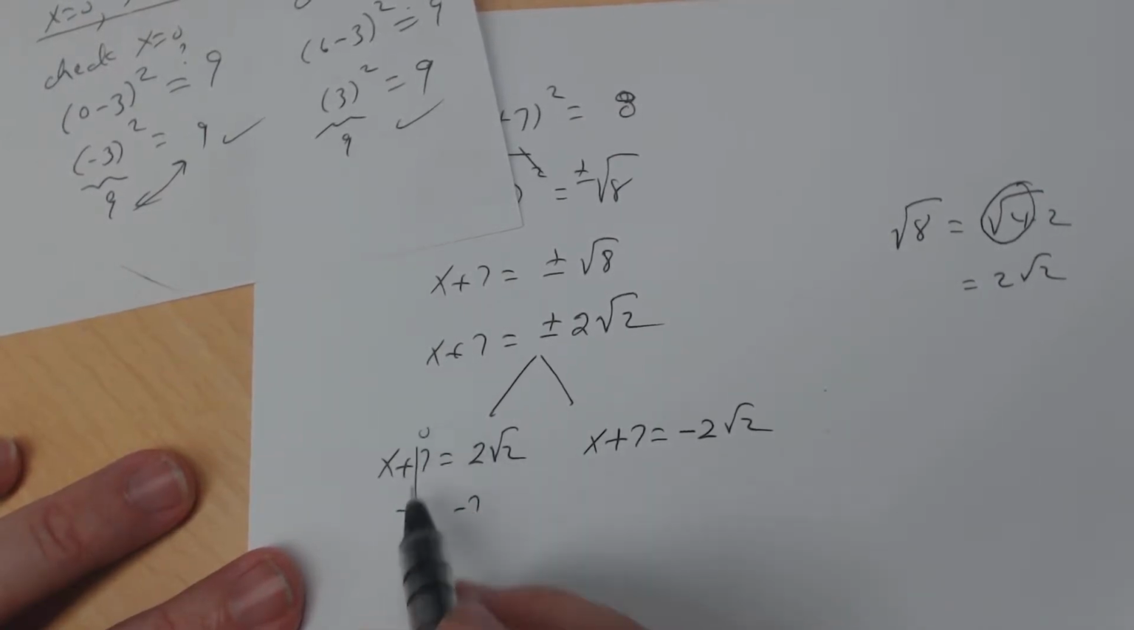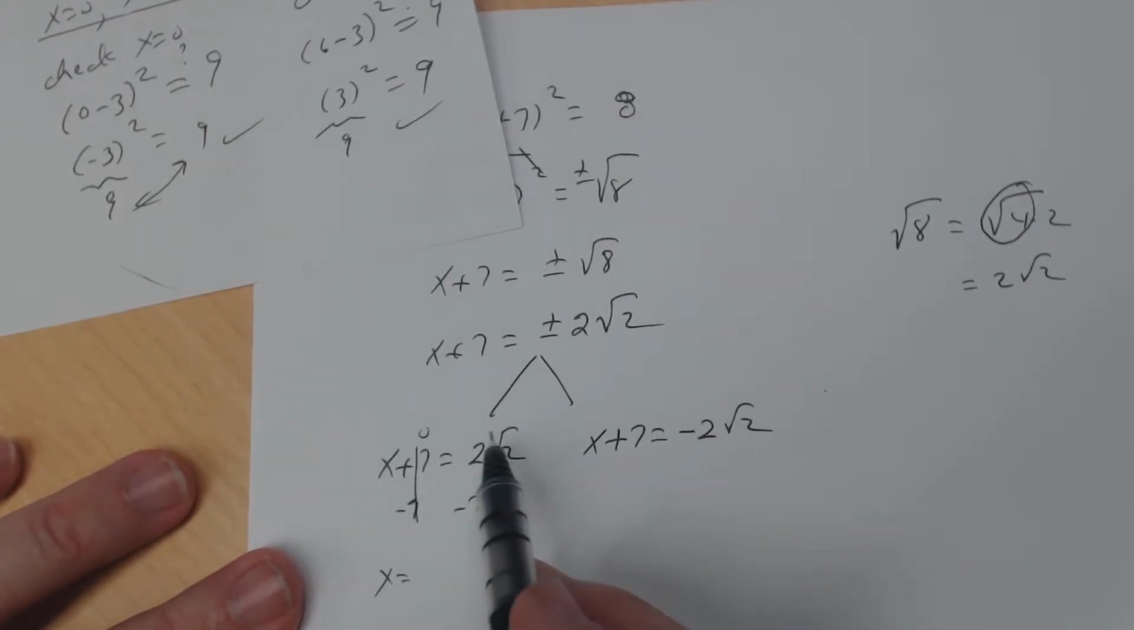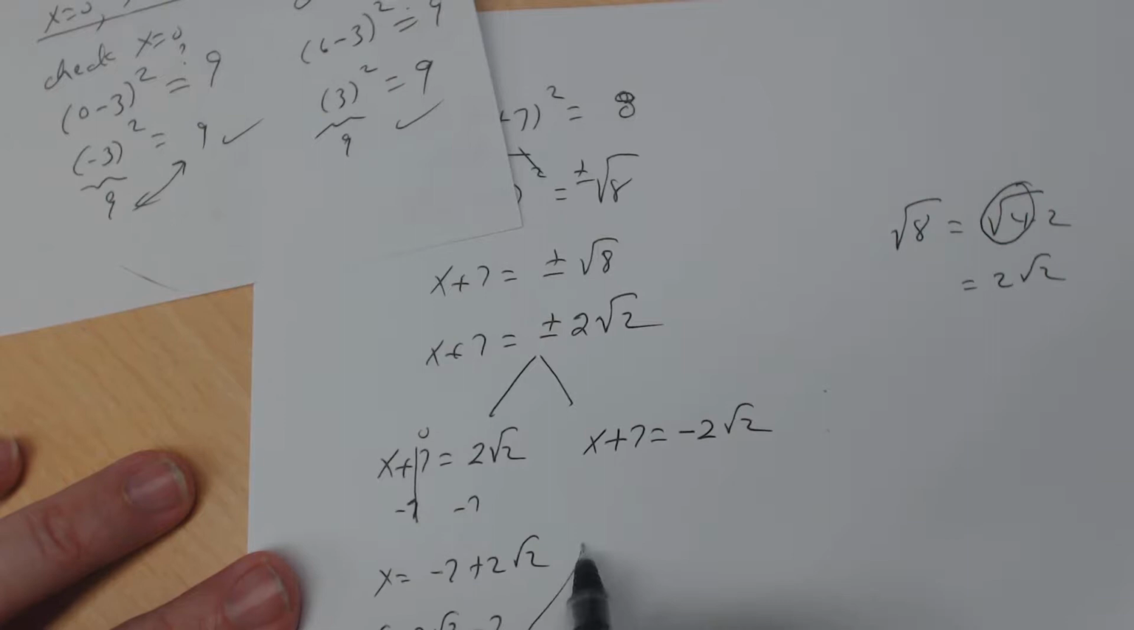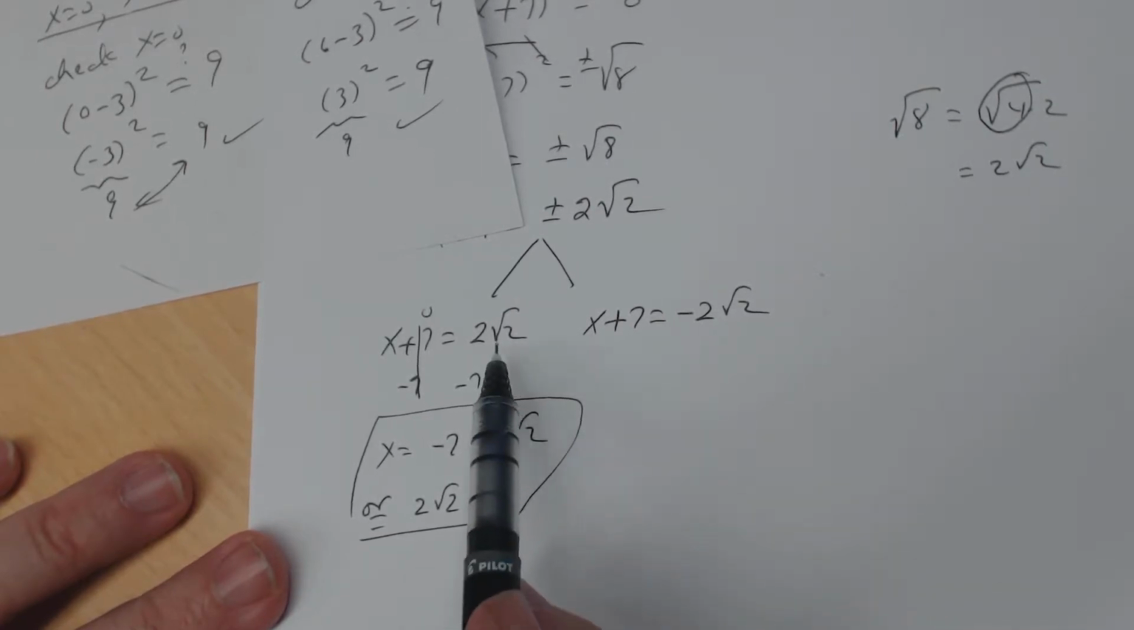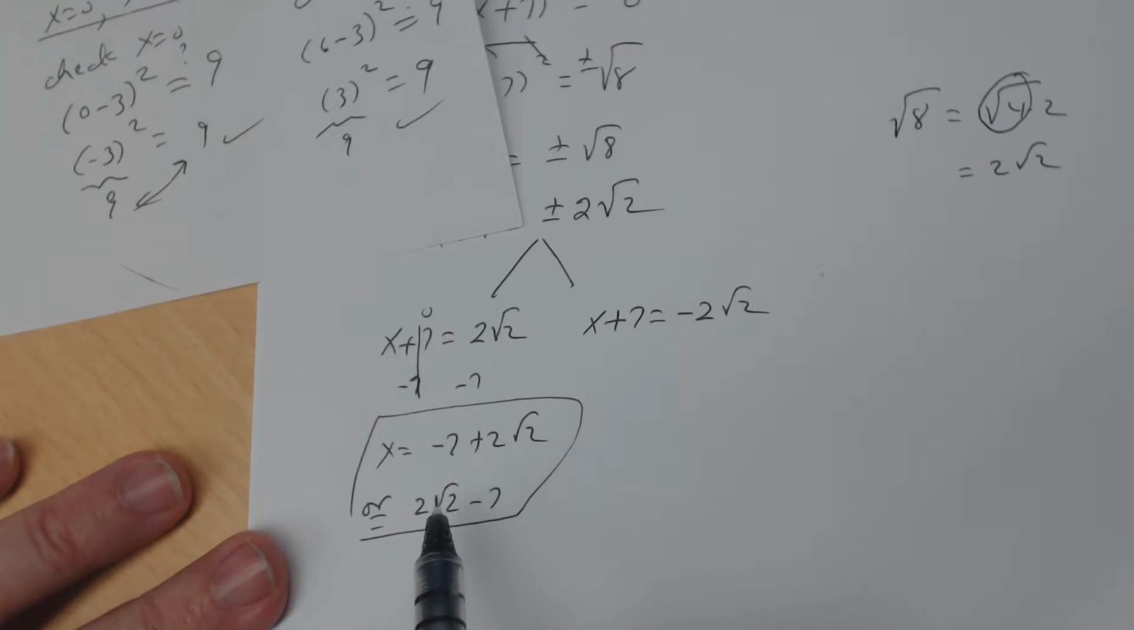So positive 7, negative 7 is 0, so you get x to be, now these are not like terms. It's kind of like saying 2x and a negative 7. They're not like terms. In order for them to be like terms, they would both have to have the square root of 2 in them. So all you can do is say negative 7 plus 2 square root of 2 is one of your solutions. You could also rewrite it as 2 square root of 2 minus 7. It does not matter. But don't make the mistake and combine those. Those are not like terms.